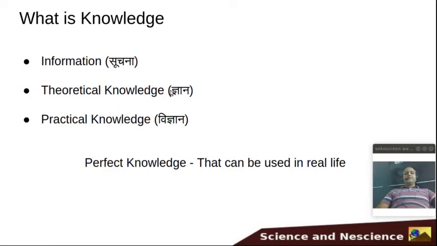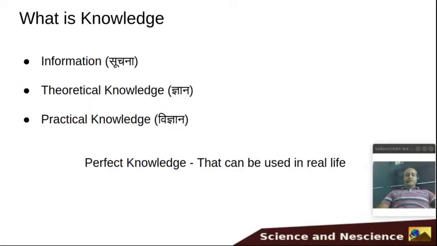So there are three different terminologies. Information, which in Sanskrit or Hindi is called Suchna, and theoretical knowledge, Gyan, and practical knowledge, which is termed as Vigyan. So what is the difference? The difference is information is something that you receive, but you cannot act on it. You can't implement it. For example, if I say it rained in my place, so it's an information. You just get the information and that's it. You don't do anything about it.